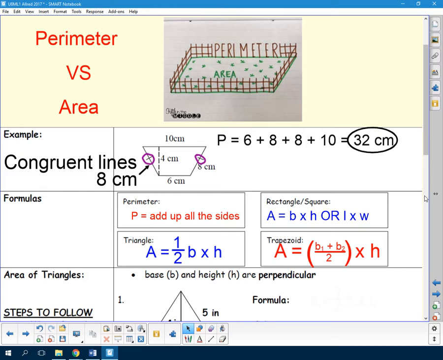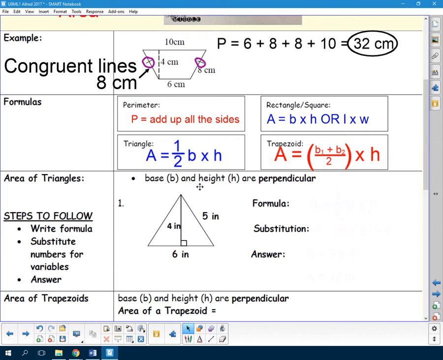So we're going to take the two bases and add them together, divide that by 2, and then multiply that by the height to find the area of any trapezoid. Okay, I'm going to do one triangle with you. Here are some steps I want you to follow, at least for these first couple of days of this unit. I always want you to write the formula down for that particular shape. Then I want you to substitute the numbers for the variables and answer it.